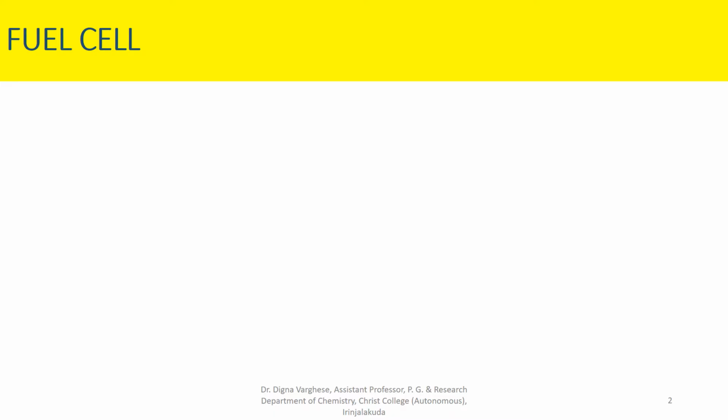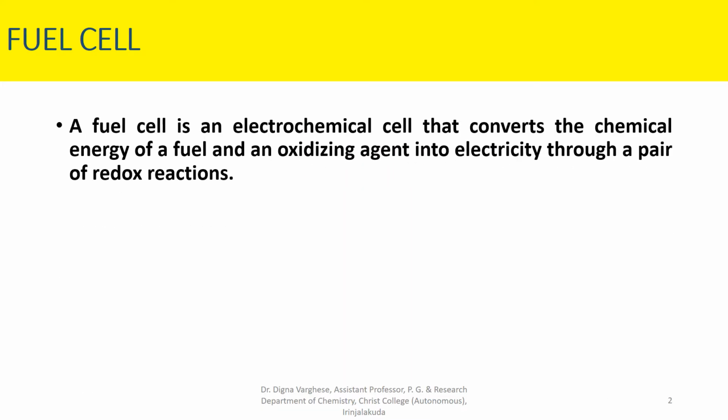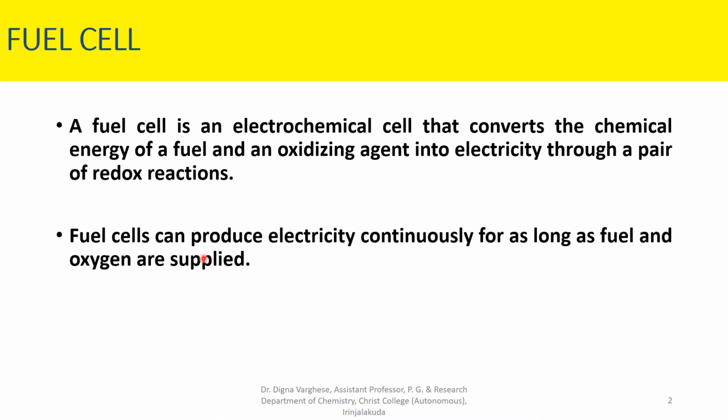Fuel cell. A fuel cell is an electrochemical cell that converts the chemical energy of a fuel and an oxidizing agent into electricity through a pair of redox reactions. Fuel cells can produce electricity continuously for as long as the fuel and oxygen are supplied. An example of a fuel cell is the hydrogen oxygen fuel cell.